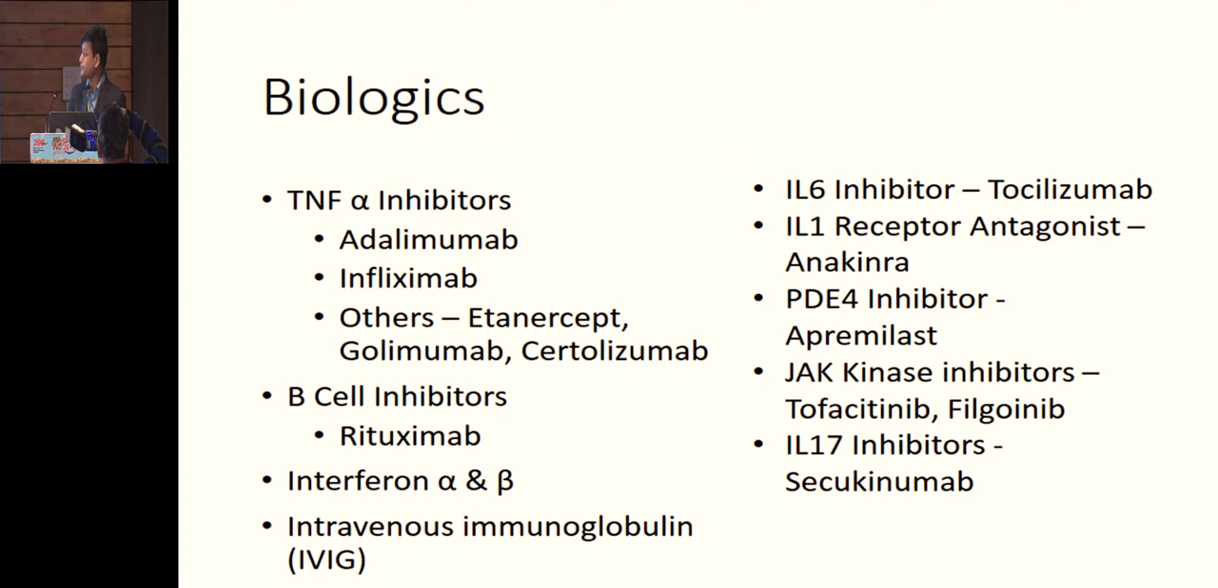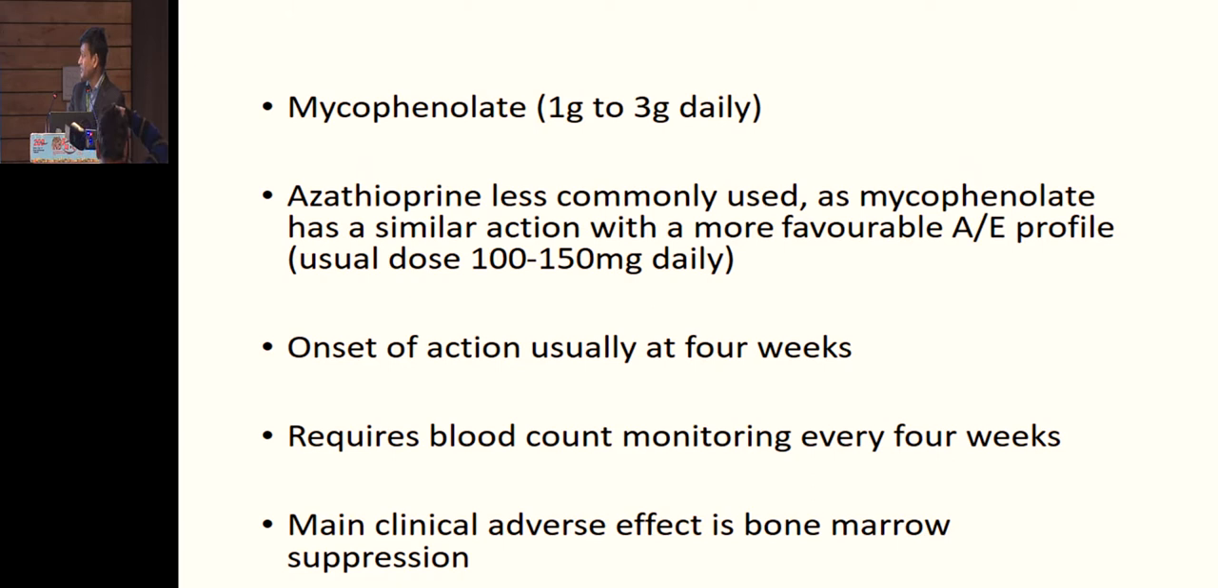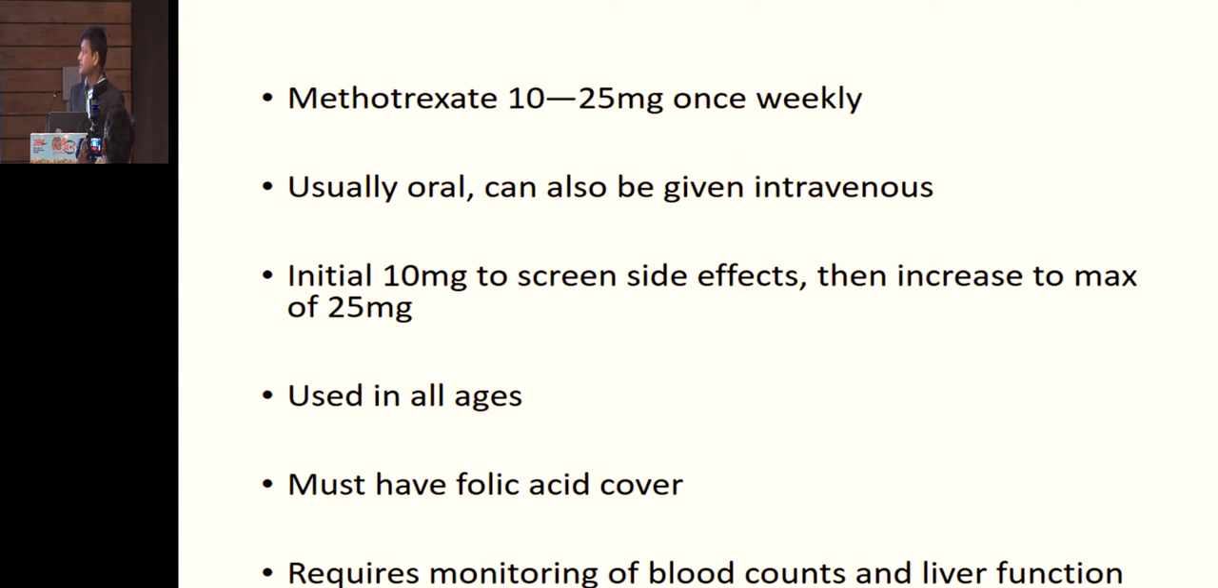So how to use them, I'll go very briefly through this. Mycophenolate, we commonly use in dosages of 1 to 3 grams daily. And azathioprine is usually used at a dose of 100 to 150 milligrams daily. Onset of action usually takes 4 to 6 weeks. They require blood count monitoring every 4 weeks, and it's also prudent to do a hepatic function test every 3 months in the case of azathioprine. The main clinical adverse effect that we know is bone marrow suppression, but it can also cause hepatotoxicity.